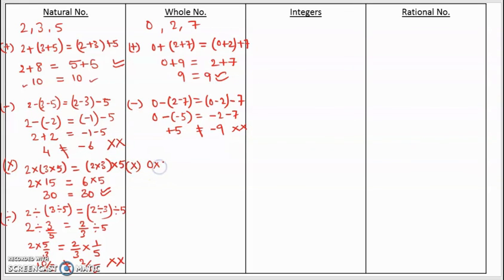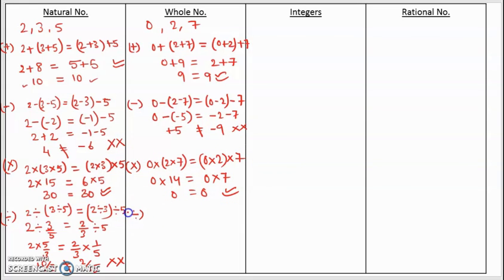Let's do multiplication now. So 0 into 2 into 7 should be equal to 0 into 2 into 7. So 0 into 14 should be equal to 0 into 7. And if you see that 0 into 14 is 0 and 0 into 7 is also 0, hence we can say that whole numbers follow the associative property for multiplication. You can check with various other numbers and you will always find that multiplication is always associative.